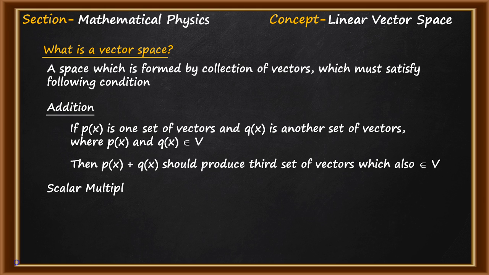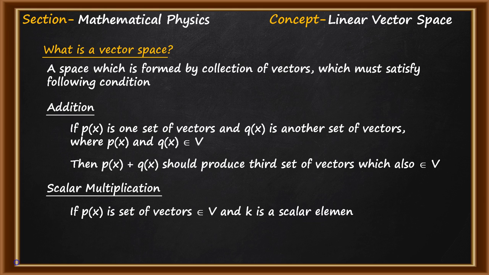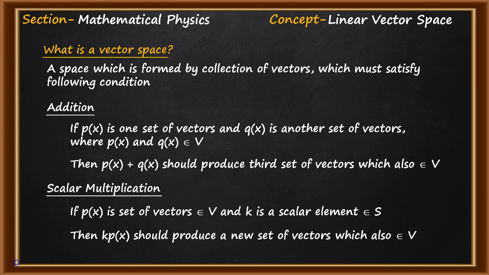Second condition is scalar multiplication. Suppose you have p(x), which is one vector that belongs to V, and k is a scalar element which belongs to S. Here S is your set of scalars. According to the condition of scalar multiplication, there should be a vector k p(x) which produces a new vector that also belongs to V. So for any set of vectors or polynomials to form a vector space, they must satisfy these two conditions.